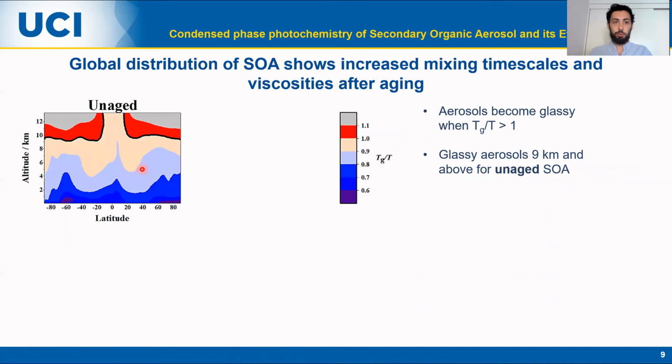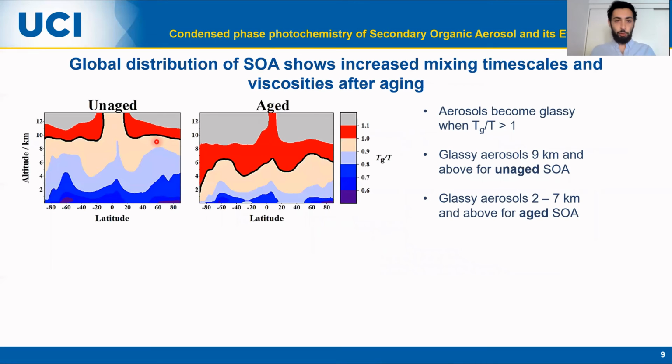And then to see what the effects of this would be globally, we took these viscosity measurements and put them into a global distribution model to look at the global distribution of glassy aerosol. Here I'm showing you the unaged one. This is altitude and latitude, and the color scheme is Tg over T. To simplify, if it's over 1, that means you have a glassy aerosol, a very viscous aerosol that starts behaving like glass. And that's this black curve here. So you'll have glassy aerosol at about 9 kilometers and above if you have unaged aerosols.